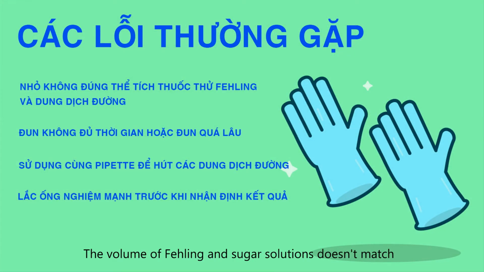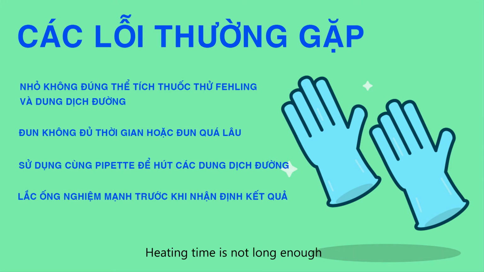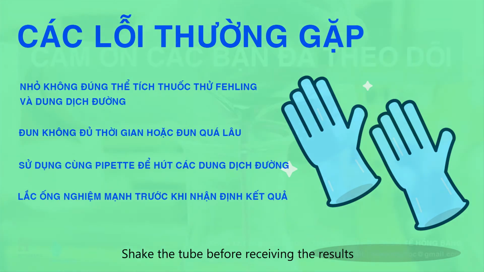Common mistakes. The volume of Fehling's solution and sugar solution doesn't match. Heating time is not long enough. Using the same pipette to dispense the sugar solutions. Shaking the tube before receiving the results.